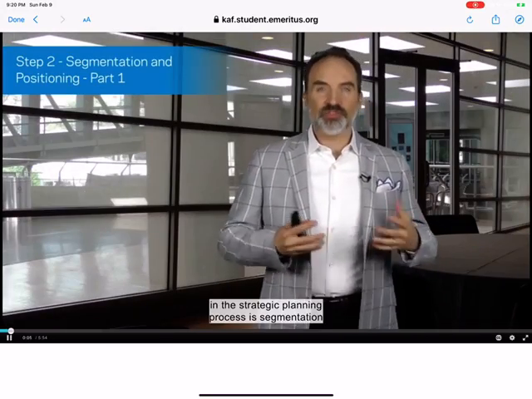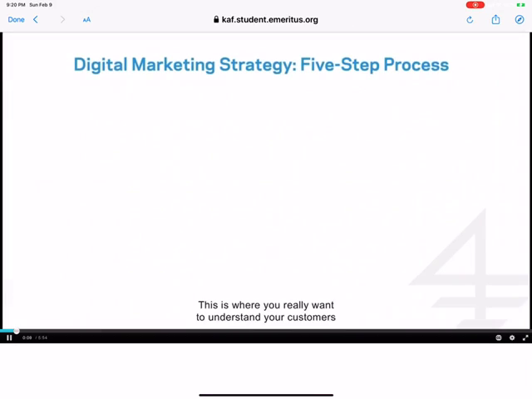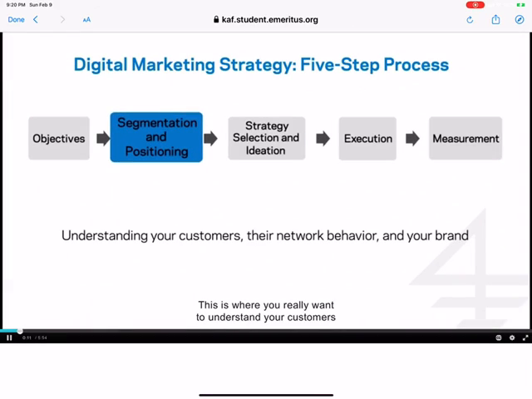Our next step in the strategic planning process is segmentation and positioning. This is where you really want to understand your customers and their network behaviors in the digital era and your brand. What's the relationship between those customers and your brand? What does it mean to them?